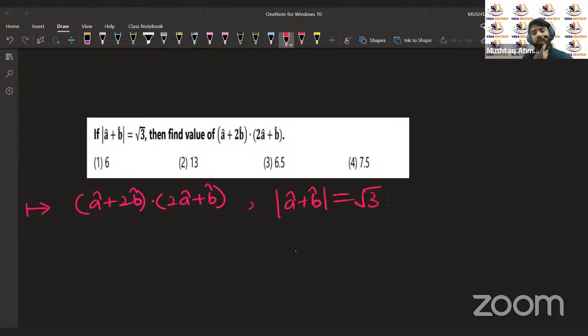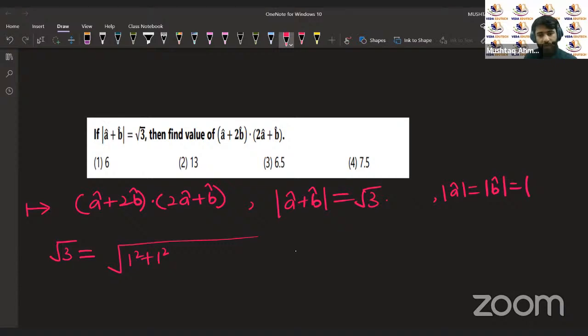Now, if the modulus of a cap plus b cap is given as √3, from here we can calculate the angle between these two unit vectors, right? So √3 is the resultant of a cap and b cap, so √3 is equal to the square root of 1 squared plus 1 squared, because these are unit vectors, so the mod of a vector and the mod of b vector are equal to 1, plus 2 into 1 into 1 into cos theta, right?